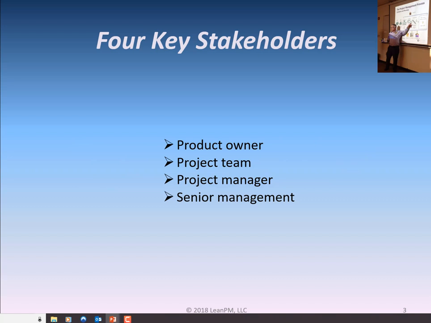Four primary stakeholders participate on an agile project: the product owner or business manager, who is often referred to as the customer; the team, consisting of a multidisciplinary group that builds a product; the project manager, also known as a scrum master, who has overall responsibility for executing a project; and senior management, which provides an overall strategic role.